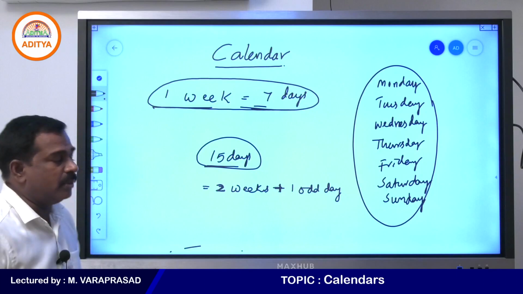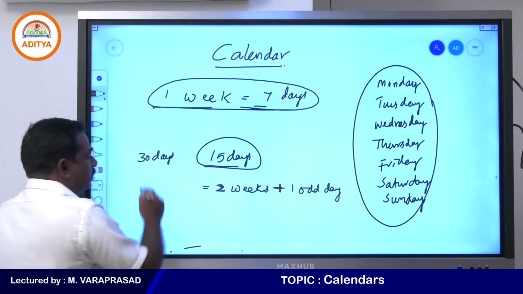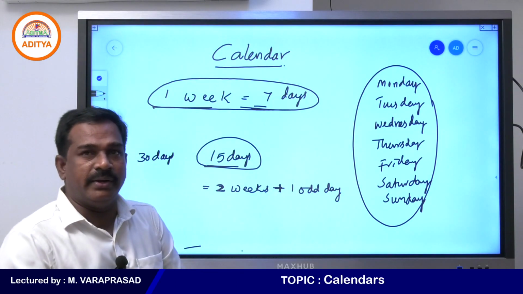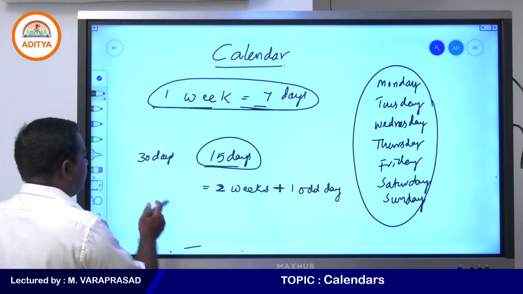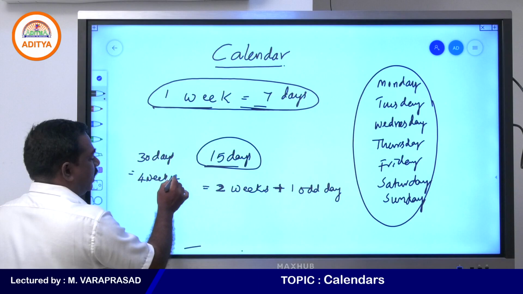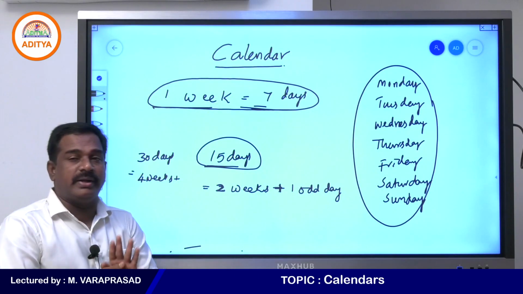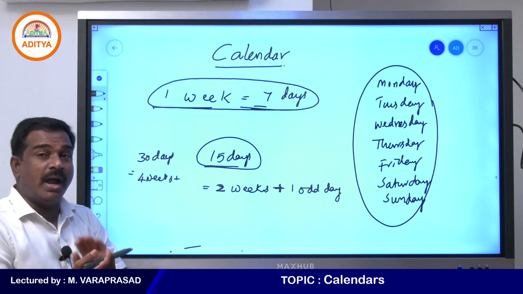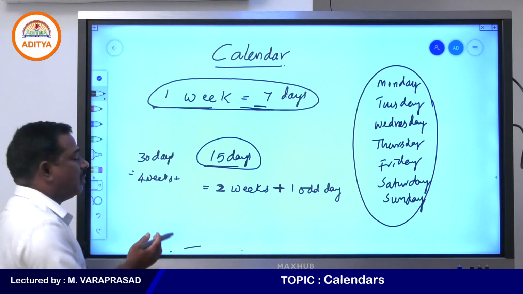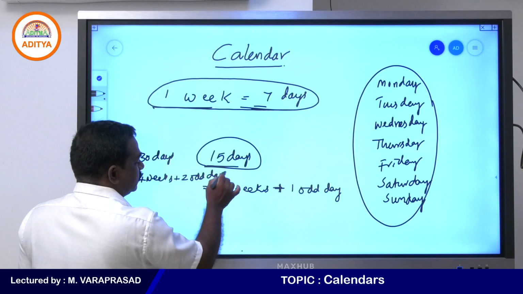What is an odd day? Suppose they give you 30 days. If you convert 30 days into weeks, what happens here? You get 4 weeks completely, 4 sevens 28 days. The 28 days convert into 4 weeks exactly, and 2 days are remaining. The remaining days in the calendar are called odd days. 2 odd days.